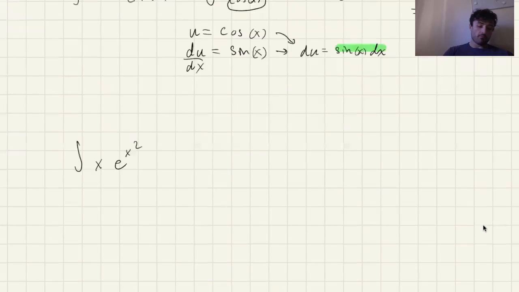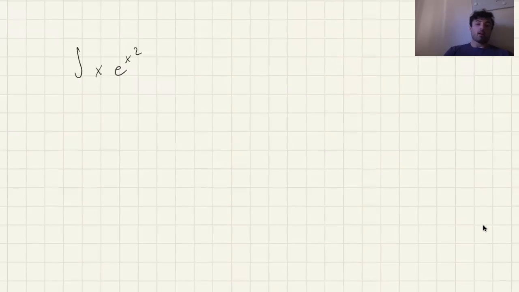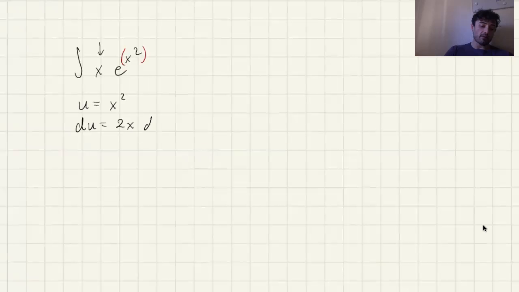All right, let's do a few more. All right, this time it's a little bit clearer. I have a function, x squared, and some version of its derivative, a scaled version, appears right here. So this tells me I want my u to be x squared. Okay, now I take a derivative. Du is equal to 2x dx.